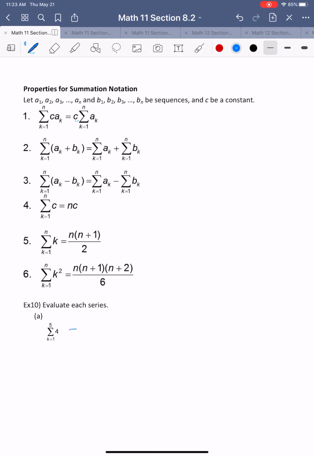So evaluate each series, okay? This case means you're adding the 4 five times. Which means k equal to 1, still 4, k equal to 2, k equal to 3, k equal to 4, k equal to 5, and it comes out as 20.